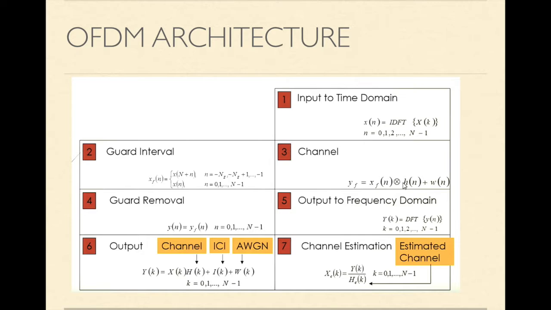Third, we have a channel, which is the signal's convolution with the system plus some AWGN noise. And the fourth step is when it reaches the receiver side, we need to remove the guard interval and then output to the frequency domain, which is the inverse procedure of the first step. Then we have an output, which is the Y here, and finally we can estimate our channel. So here the H_k is our estimated channel.